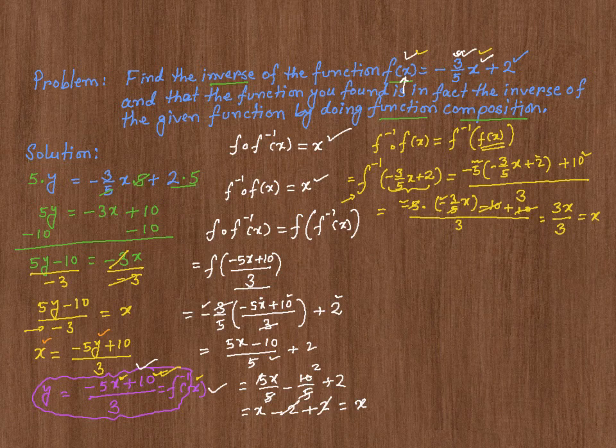So this one also checks. We did composition in both directions, f composed f inverse of x and f inverse composed f of x. In both directions we got x. That means the function we found right here, which let me write down here again, is in fact the inverse of this given function.